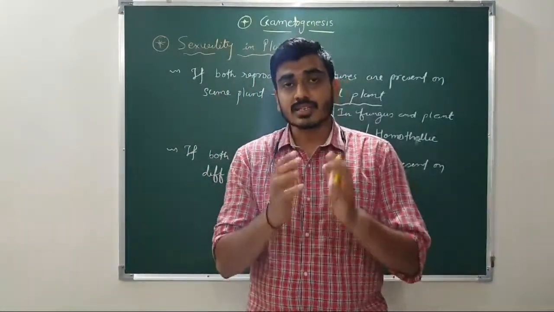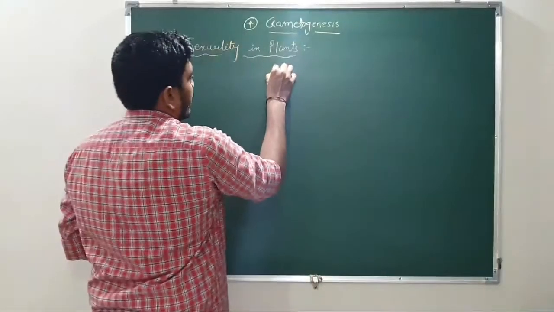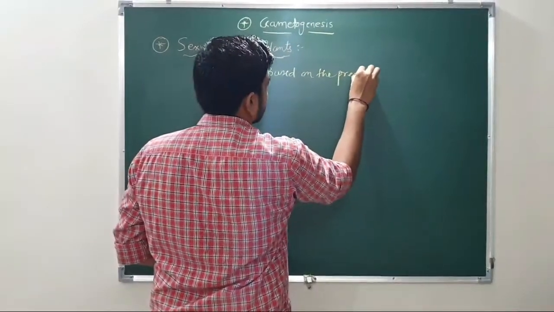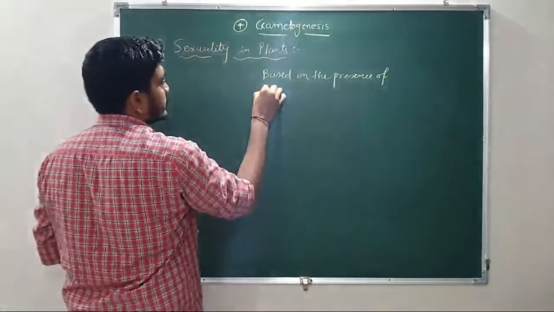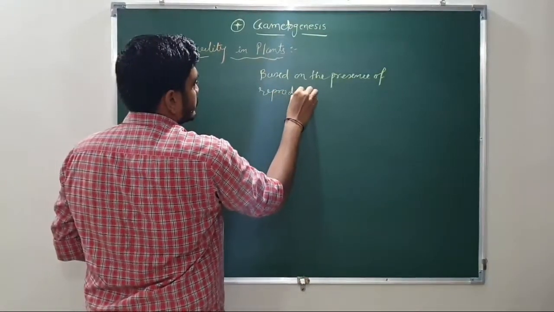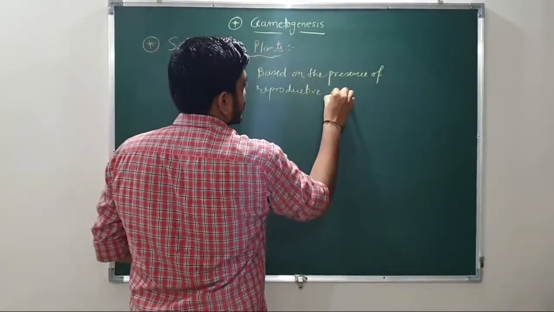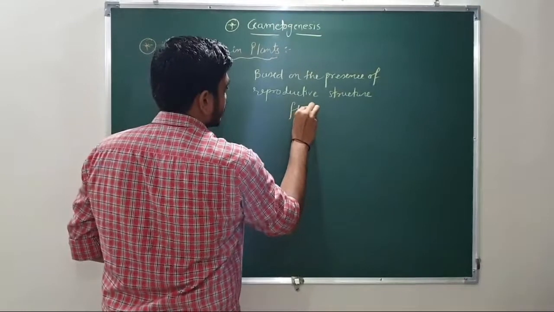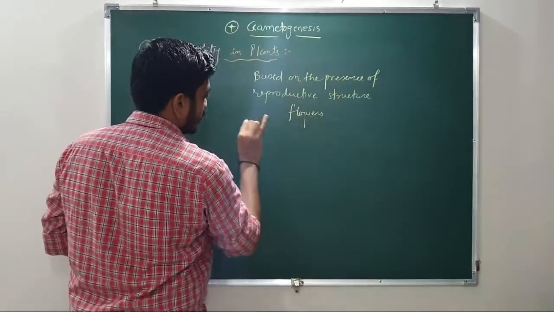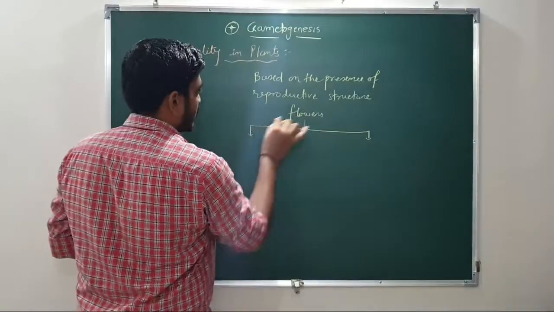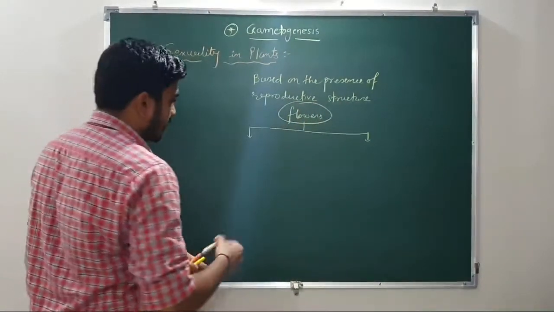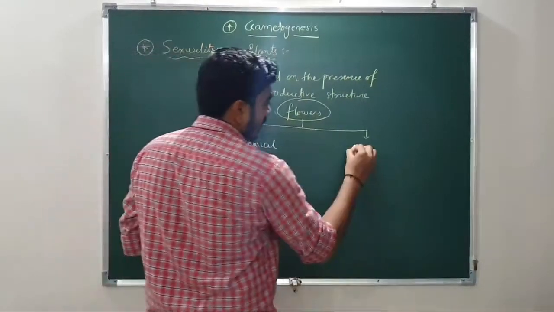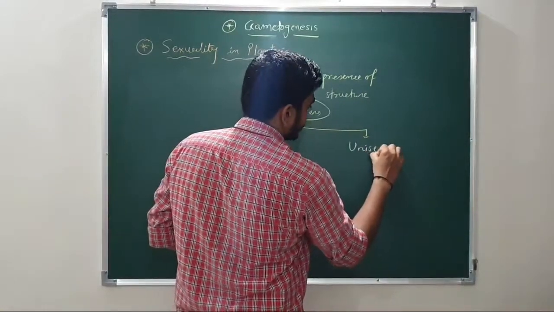So we have to discuss these types of flowers based on the presence of reproductive structures. The flowers are of two types: either the flower is bisexual or the flower is unisexual.